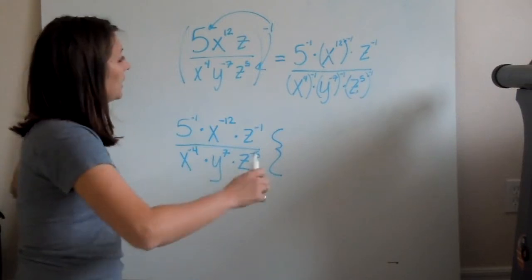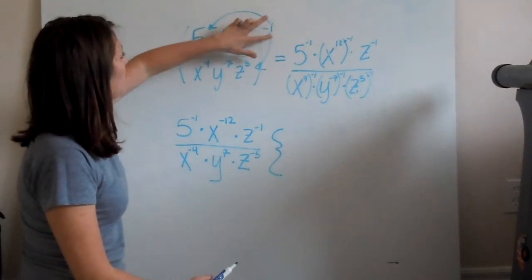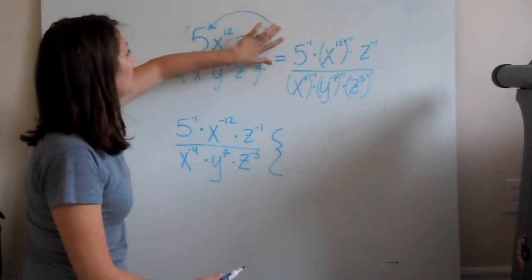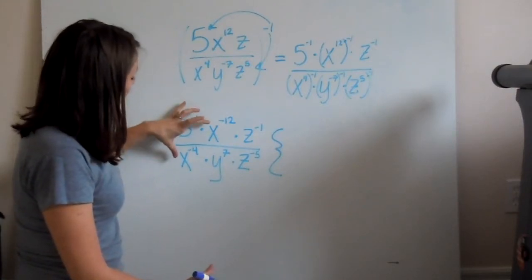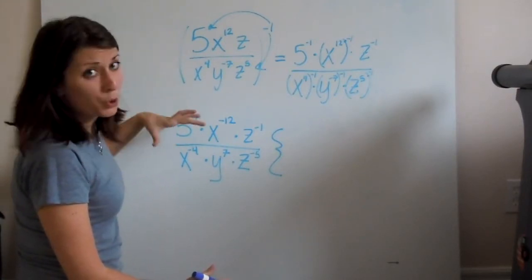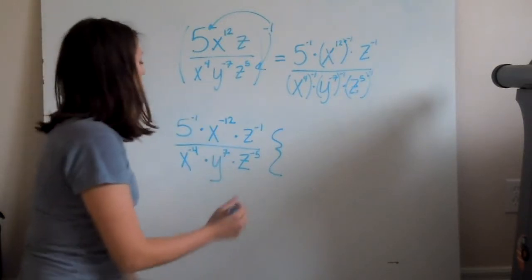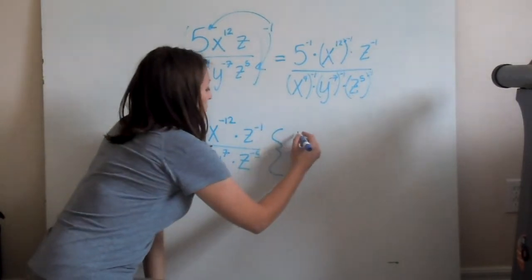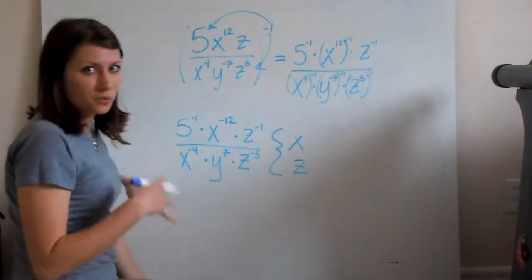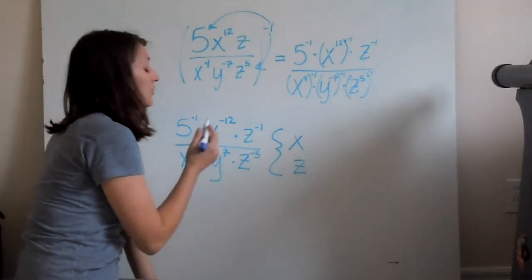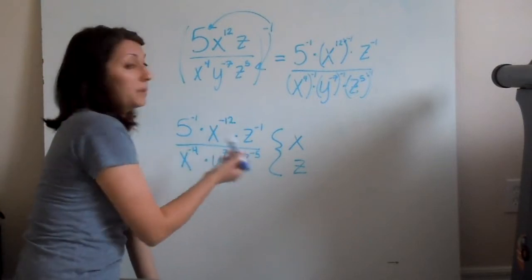Okay, so the next step that we're going to do, I have already done power to power, so I distributed this exponent to everything inside. Now I'm going to use the quotient rule to combine any like terms. Like terms would be the x's and the z's, and I'm just going to do this out to the side here so that we don't have to rewrite everything. So for x, quotient rule would be one exponent minus the other, numerator exponent minus the denominator exponent.